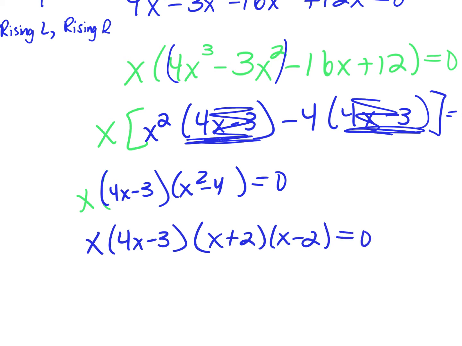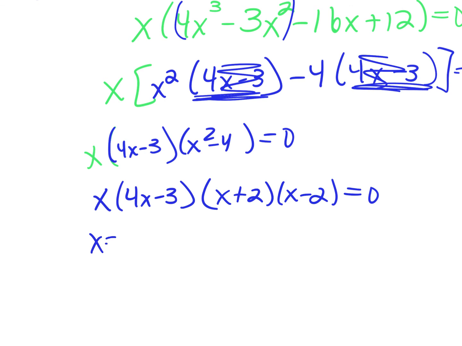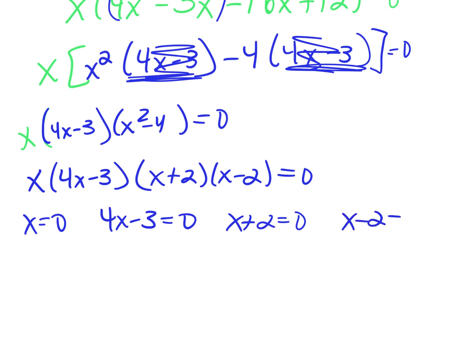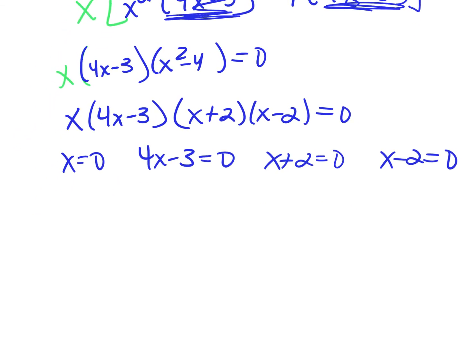How many x-intercepts did we say at the beginning that we should have? 4, because I have x to the 4th. Set each piece equal to 0. Do I have multiplicity? No. Do I have any x-intercept repeated? No. Positive 2 and negative 2 are two different spots on the graph.